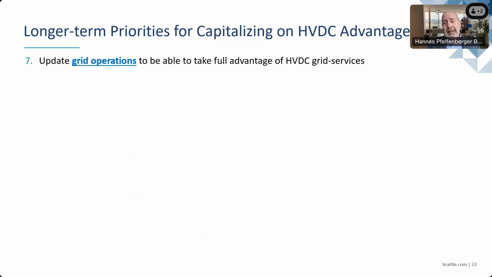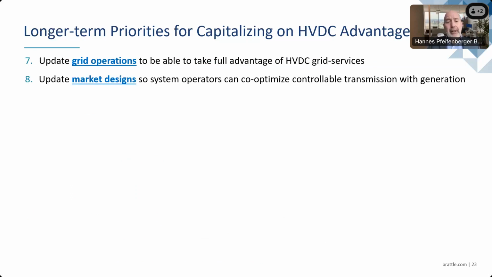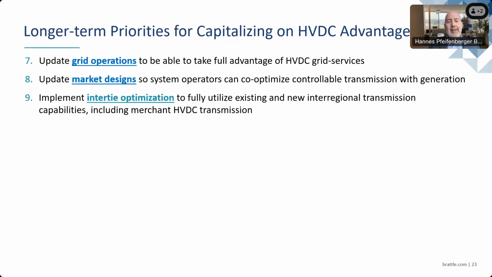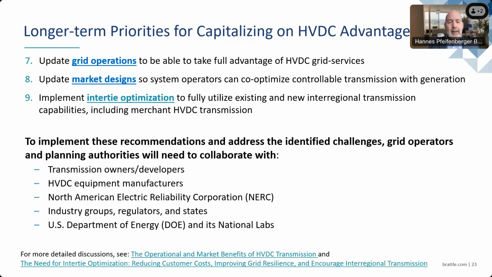We need to make sure we can take advantage of the capabilities operationally, which means updates to market designs, and we need to get much better on how we use interregional transmission between system operators. Today, even the existing interregional transmission is poorly utilized, and we need to optimize how we utilize transmission that already exists across the seam so we can also fully utilize new transmission that we want to add. And that will require us to collaborate, not just with transmission owners and developers, but the HVDC equipment manufacturers, the reliability operators, industry groups, and of course, Department of Energy International Labs.